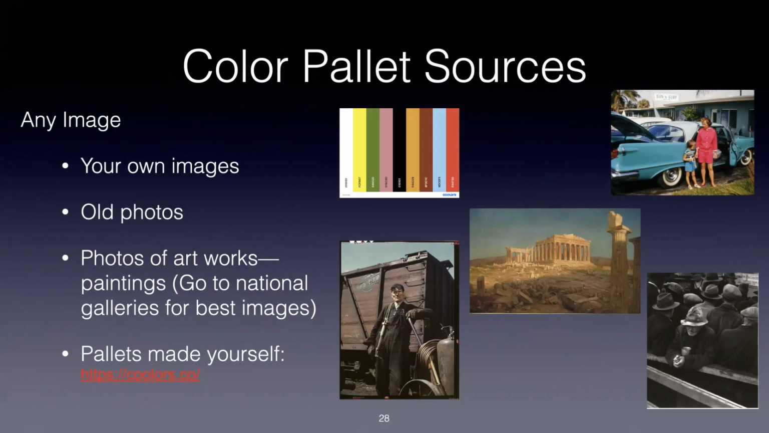You can also go to a site called colors.co and make color palettes. You can use black and white photographs like the ones on the lower right as a color palette. And you can put that on top of your black and white.